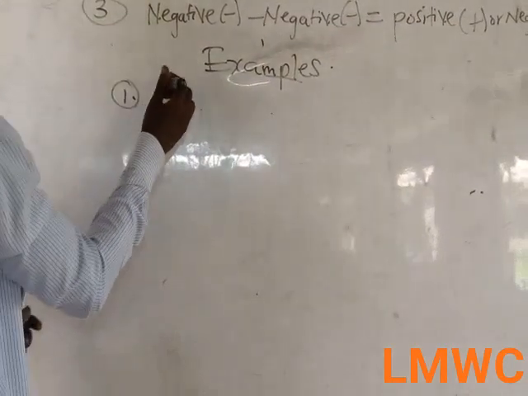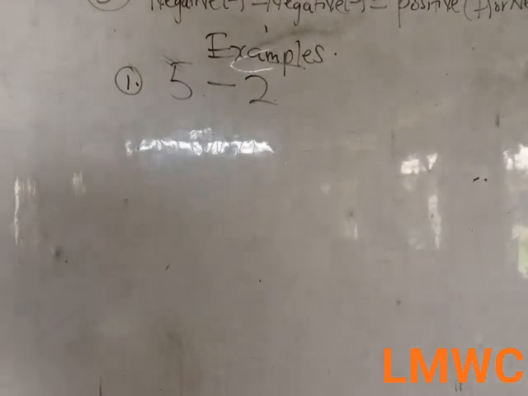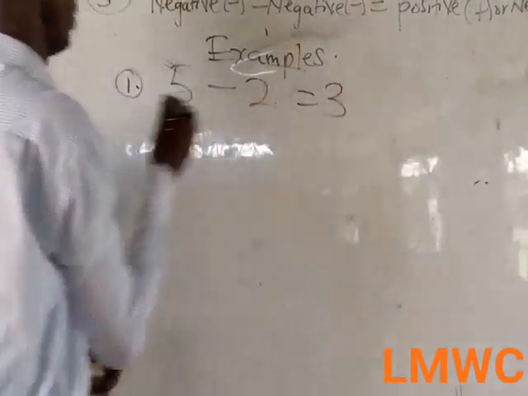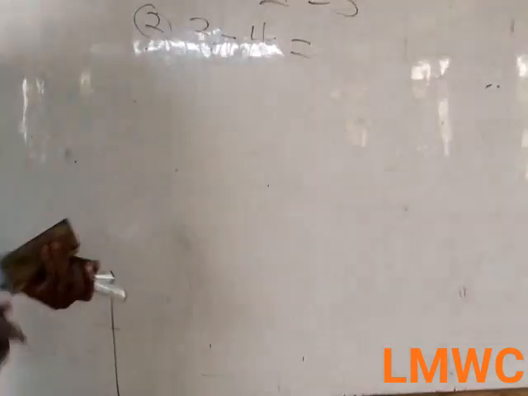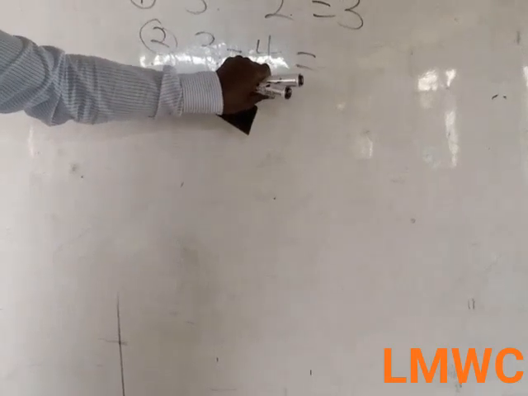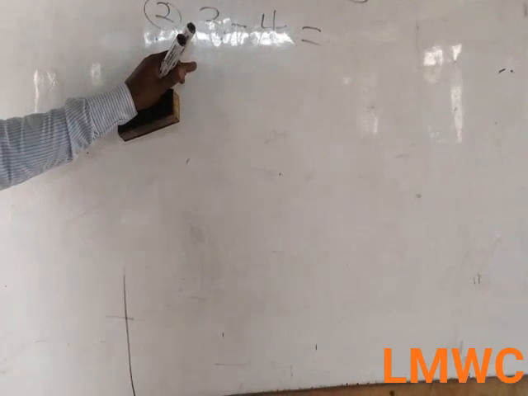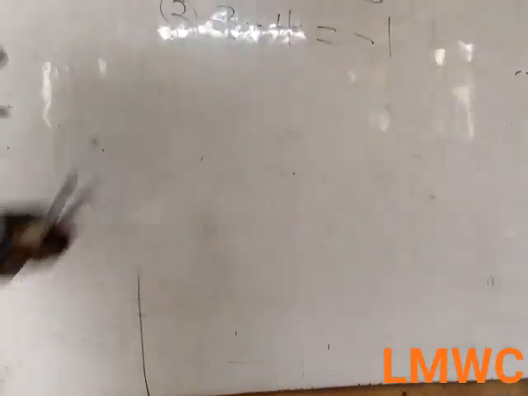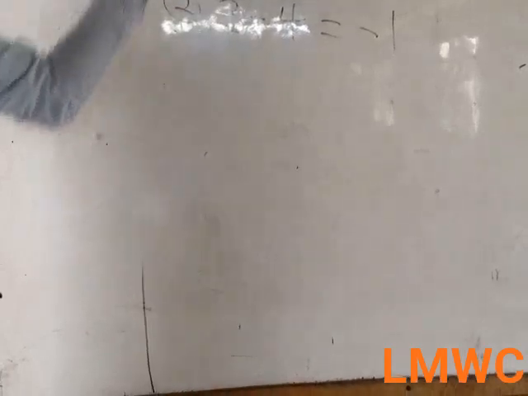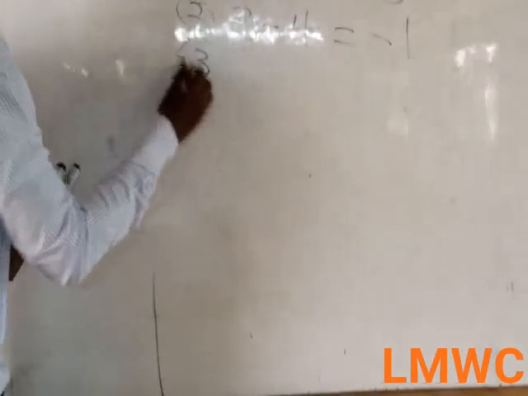If I give you 5 minus 2, we are getting what? 3. Example 2: 3 minus 4. We are subtracting a larger number from a smaller number, so it becomes negative. Once you subtract a bigger number from a smaller number, it's always negative. So it's negative 1. But if you subtract a smaller number from a larger number, it's positive. Take note.